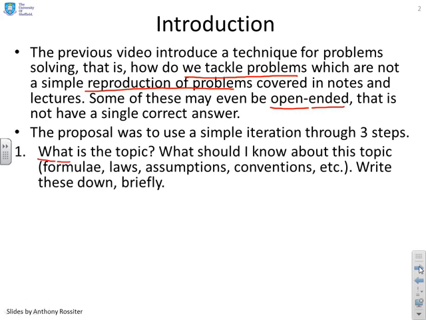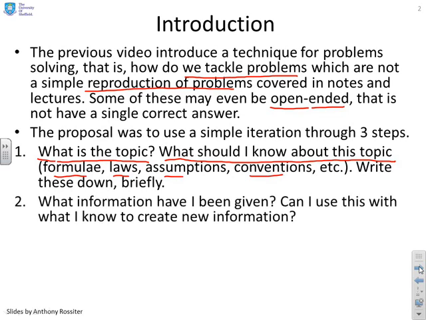First, ask yourself, what is the topic? And write down whatever you know about this topic. Now that could be things like formulae, laws, assumptions, conventions, and so on. So write these down briefly to start with.